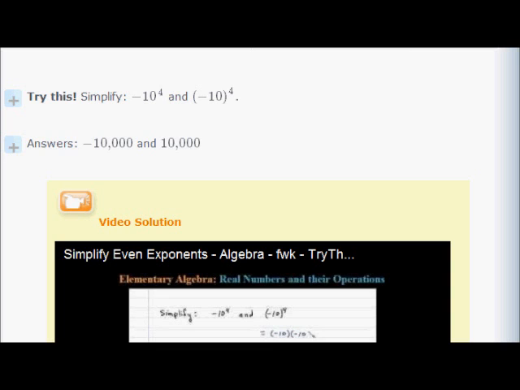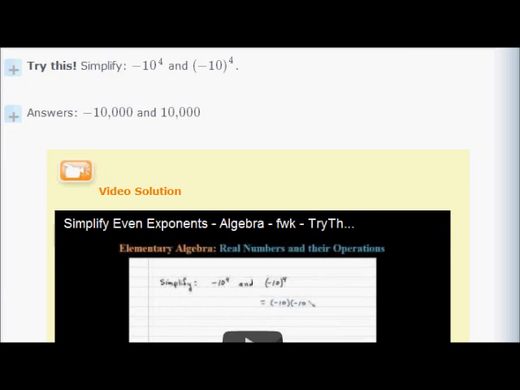In the second case, you do have negative signs in each of the four factors, but there's an even number of factors, so there's an even number of negative signs, so there's just pairs of negative signs, and the pairs all cancel out to become positive, and you get left with a positive result, which is 10 to the power 4, which is 10,000, so positive 10,000.